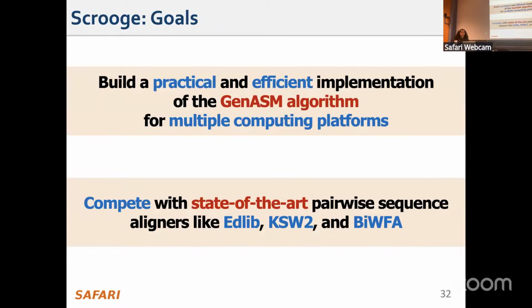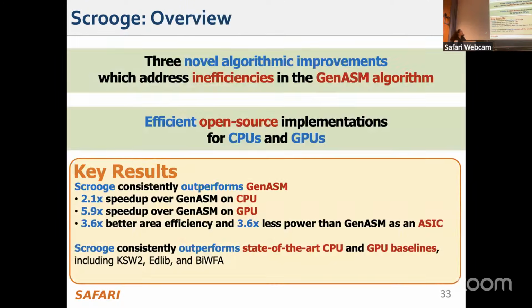So its goal is to build a practical and efficient implementation of the GenASM algorithm for multiple computing platforms and compete with the state-of-the-art pairwise sequence aligners of that time. Overall, it takes GenASM and tries to make it more memory frugal and address some of its inefficiencies. It also provides some open source implementations for CPUs and GPUs.